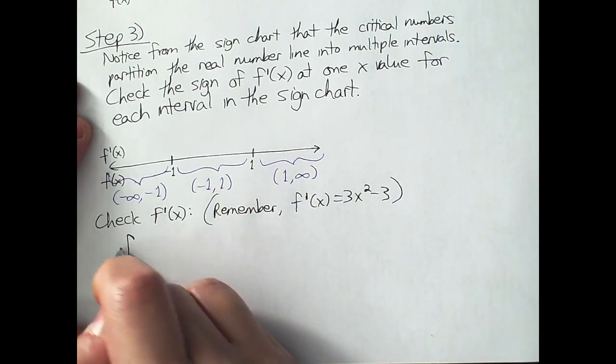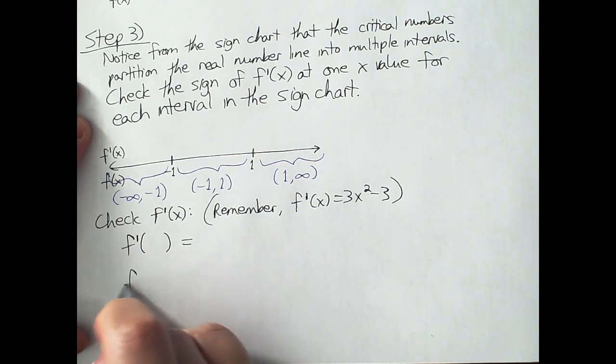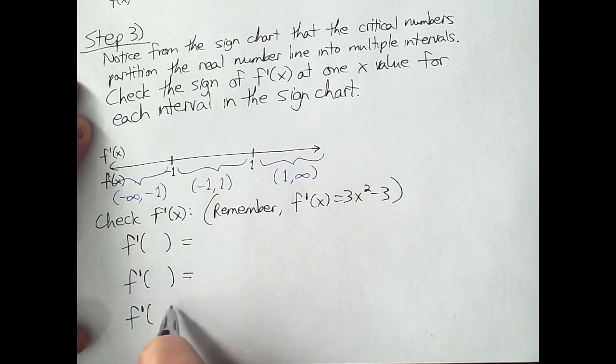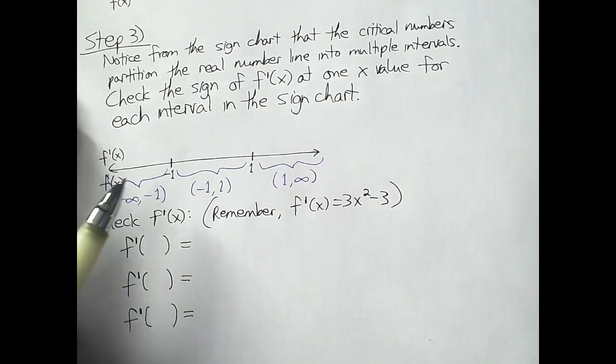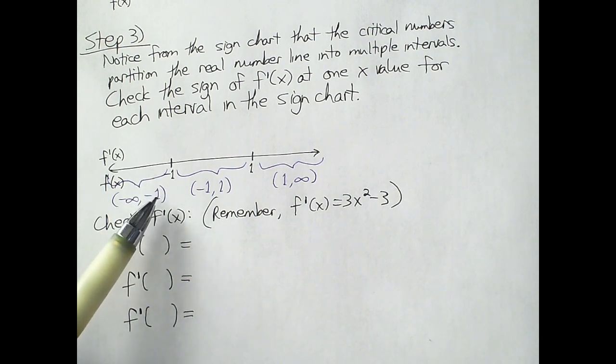So let's check f prime at one number from each of these 3 intervals. And we're going to figure out if it's positive or negative, because it says to check the sign. From this first interval, -infinity to -1, we need to pick a number. We get to choose. Now, I'll tell you one thing we're not allowed to choose. We're not allowed to choose -1, because -1 is not in this interval. It's a curved parentheses. That means -1 is not included, right?